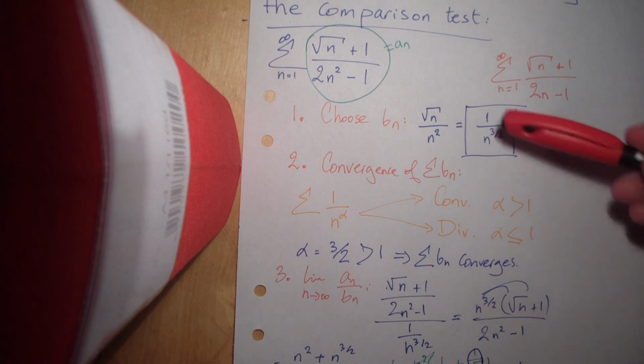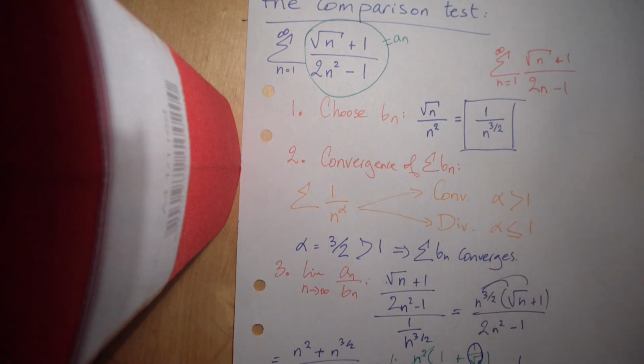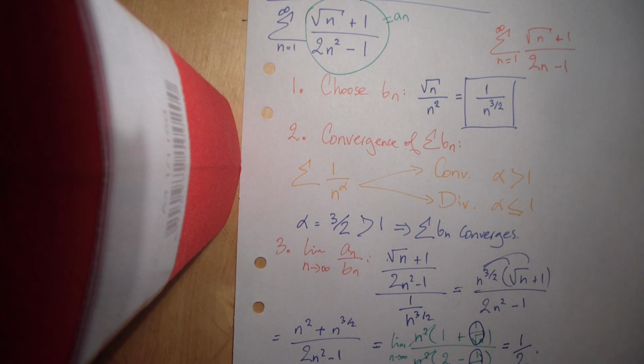And hopefully, using these steps: choosing Bn, finding the convergence of Bn, taking the limit, finding a positive number, and concluding that they behave the same, you will determine the convergence successfully. Good luck.